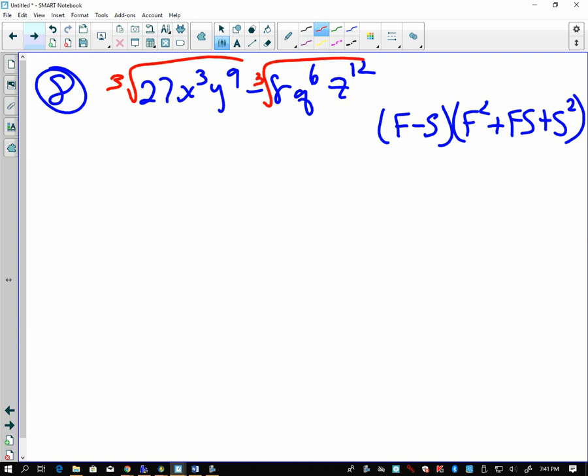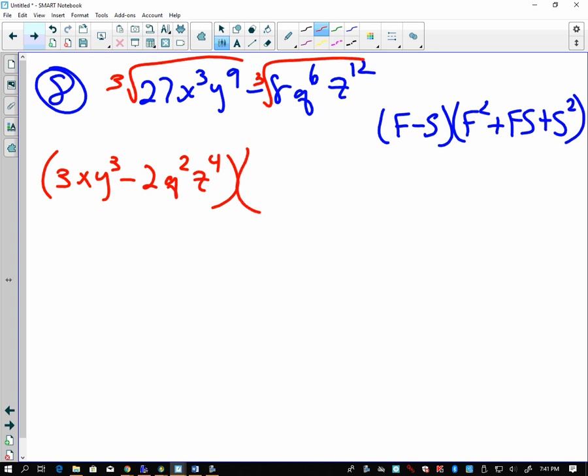Cube root of 27 is 3. Cube root of x cubed is x. Cube root of y to the ninth is y cubed. Minus cube root of 8 is 2. Cube root of q to the sixth is q squared. Cube root of z to the 12th is z to the fourth. Take exponents, divide by the root number, in this case, a 3.